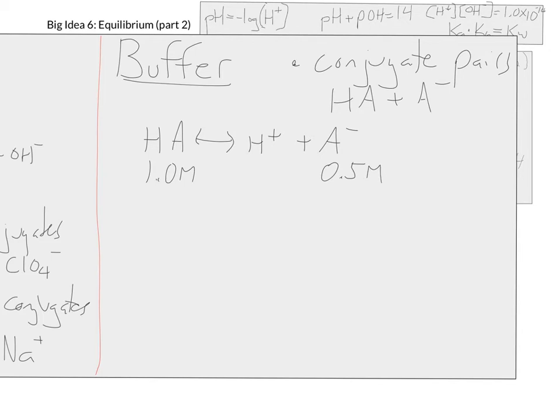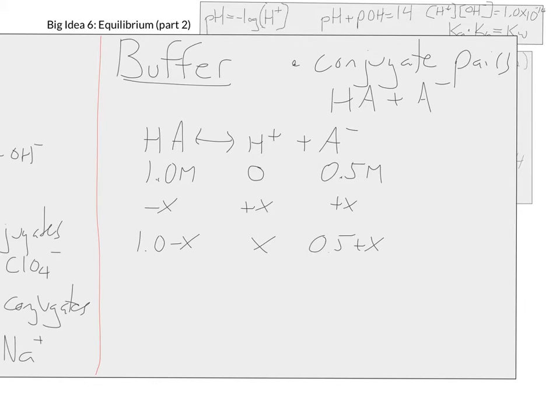If we went through our whole ICE chart here, our hydrogen particle would be unknown. We would say minus x, plus x, plus x, and we could go through this whole process, minus x, x, 0.5 plus x. We could do this. It'd be a lot of work. We could put it all into our calculators if we had them for this portion, no big deal.